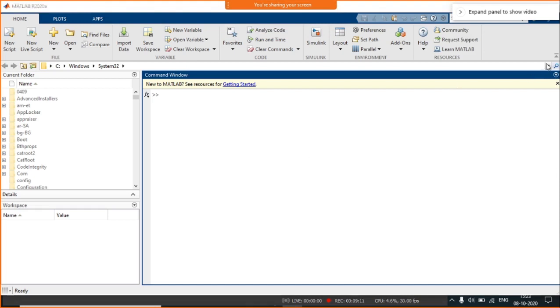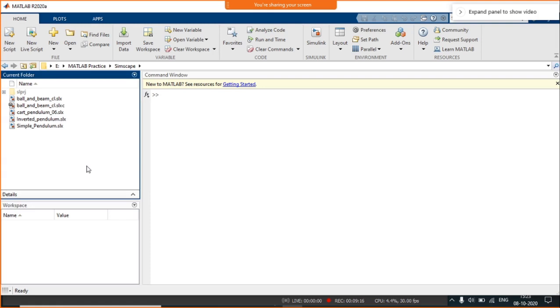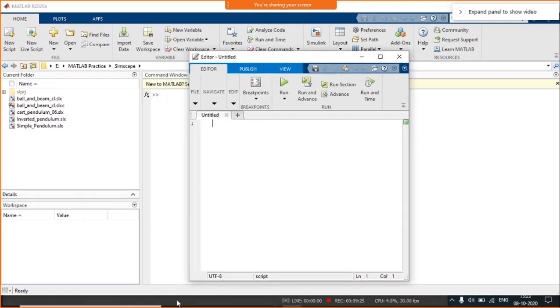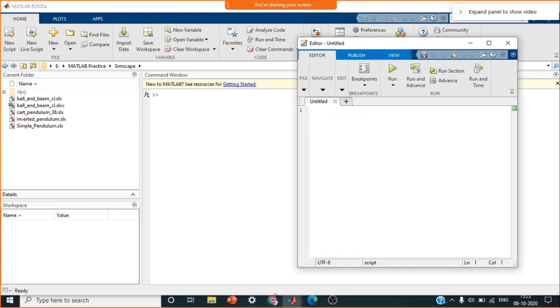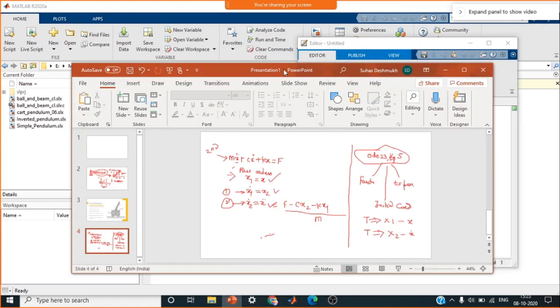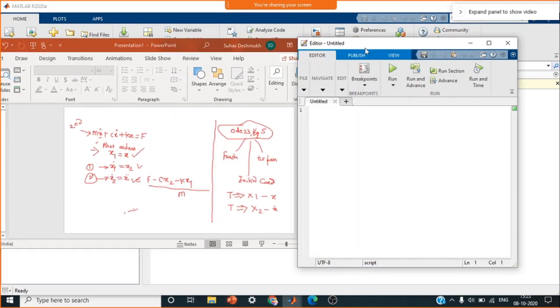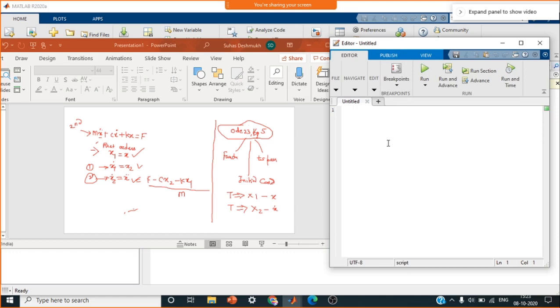To solve this, first of all, set up the directory in which you want to solve it. Then you need to create a function, which is talking about this part, my function part: my first equation, and this is the second equation. Last time we saw how to create a function. We'll write function and a name for it.